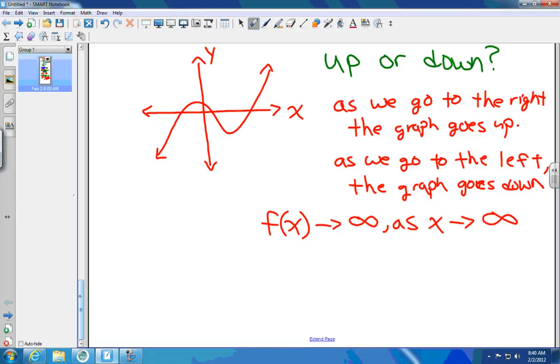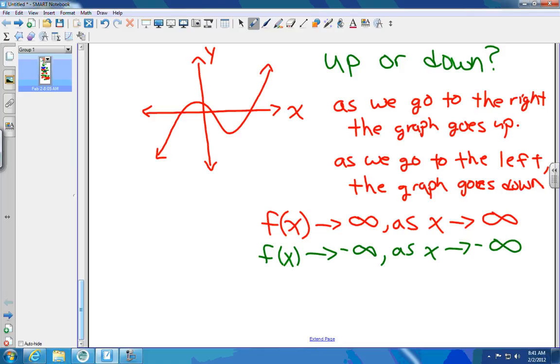So for the left side, we say f of x goes to, where was it going when we went to the left? Down. So the other word for down is negative infinity. It's approaching smaller and smaller numbers forever. It's going down. As x goes to, where's x going as we head to the left forever? Negative infinity as well. So you'll answer that every single time it asks for end behavior. You'll look at it going both directions.